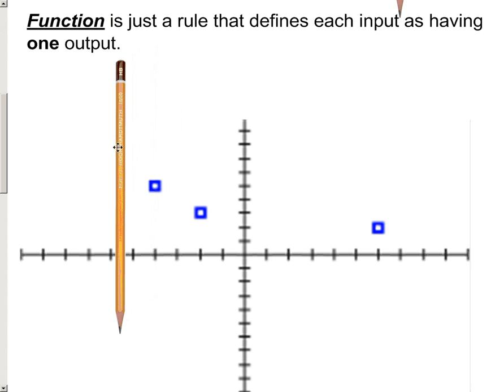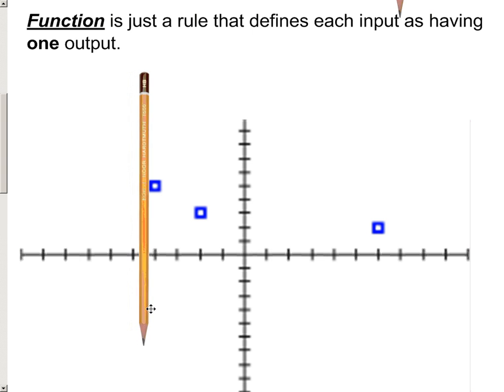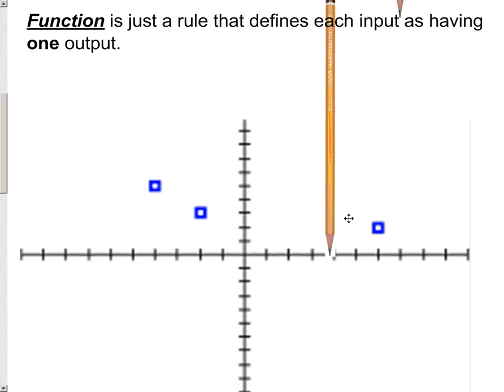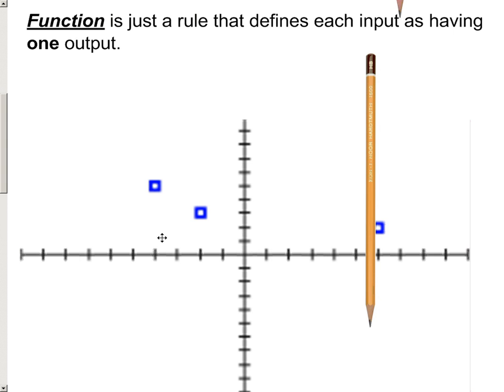But let's look at this one. Is this graphed relation, the set of ordered pairs that's been graphed on here, is it a function? Well, that one's only hitting 1 point. This is only hitting 1 point. And that's only hitting 1 point. So we're good. This is a function.